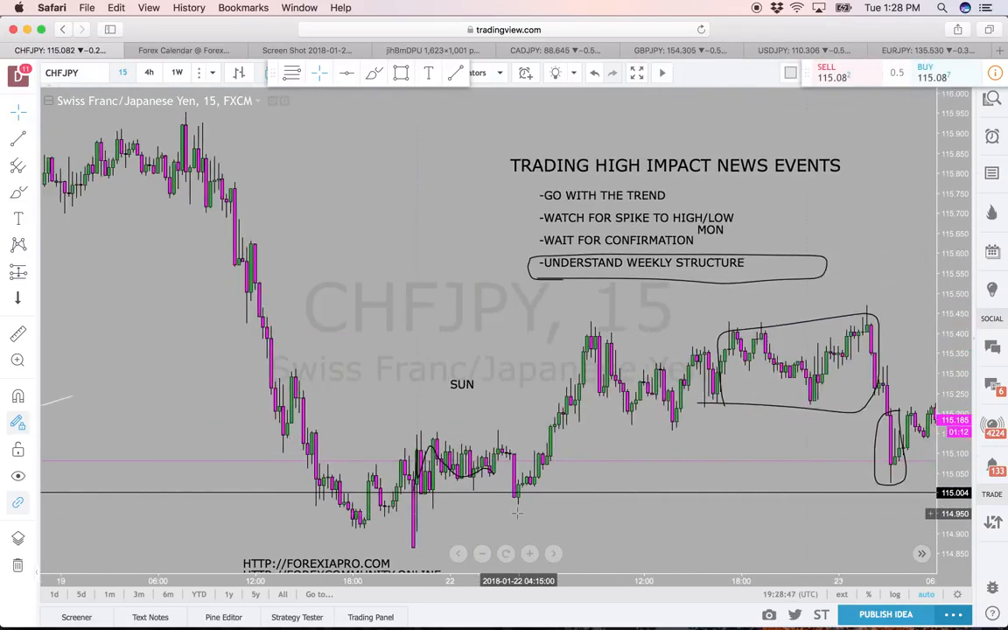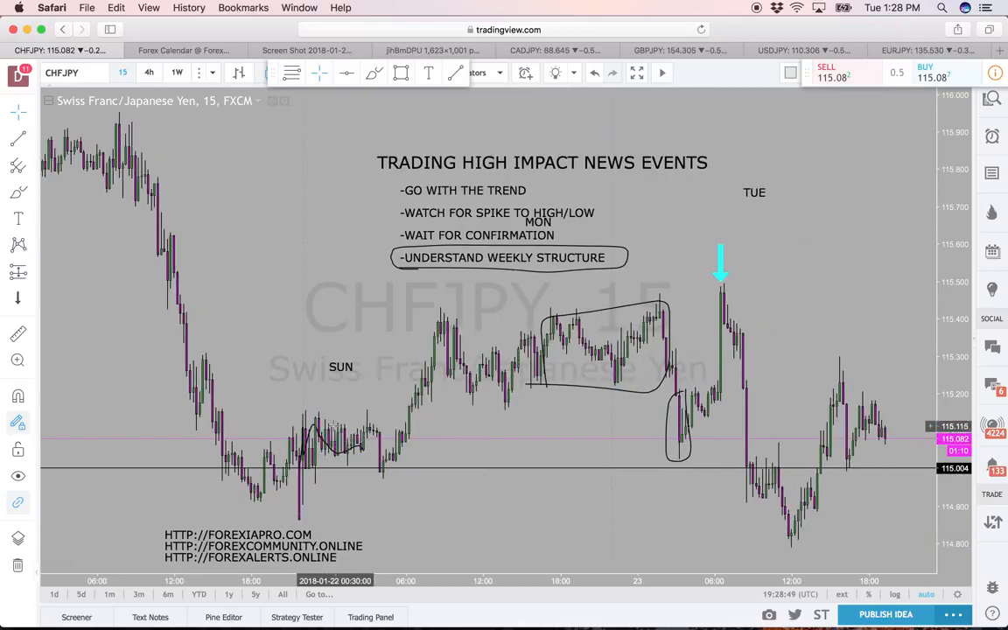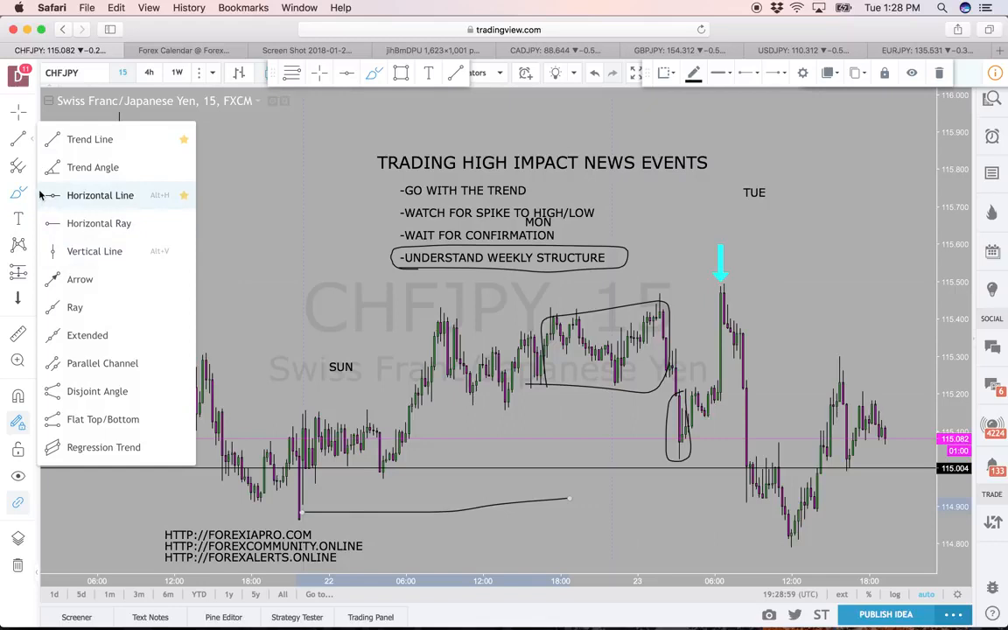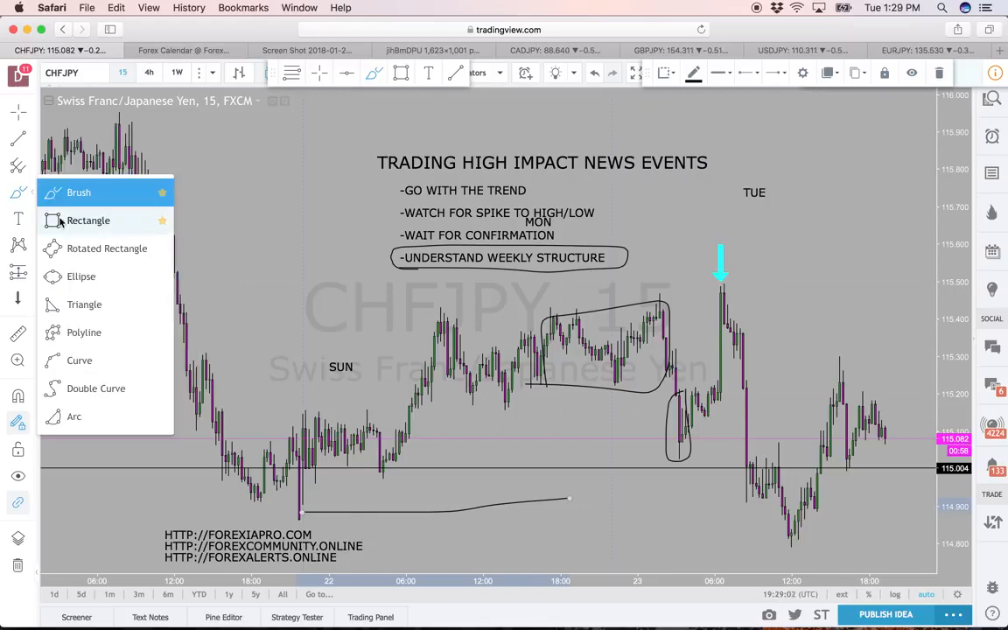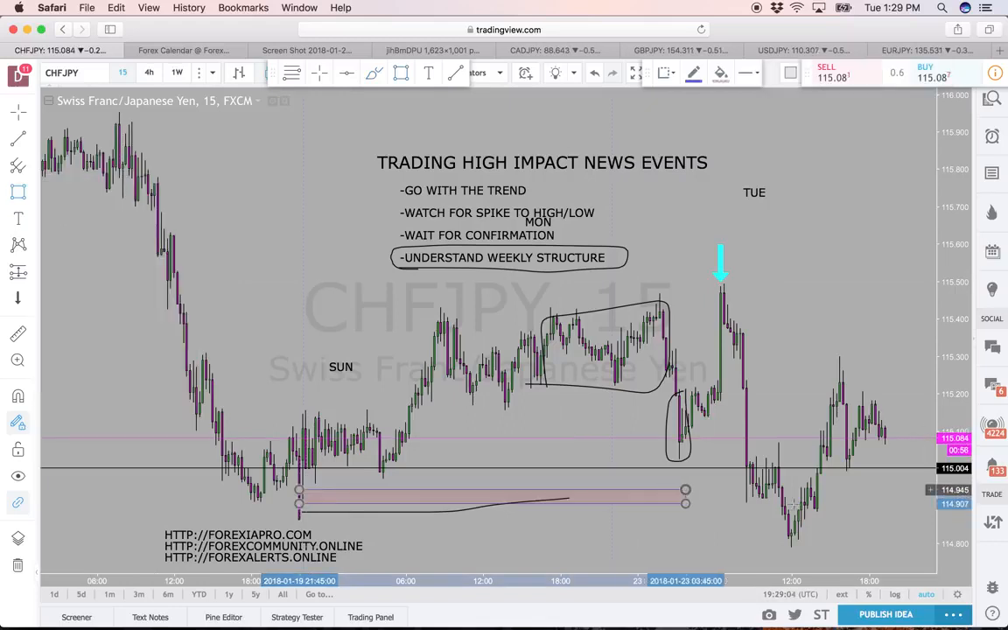So what happened was, we can see he left that open. The dealer left that space open and filled it after that news event occurred.